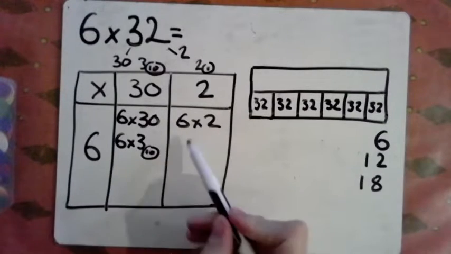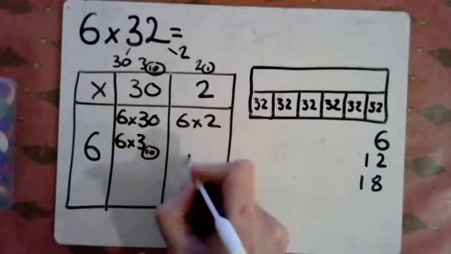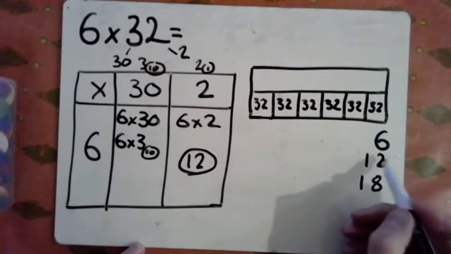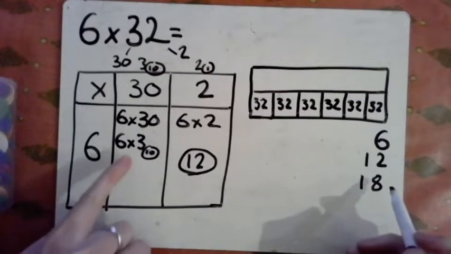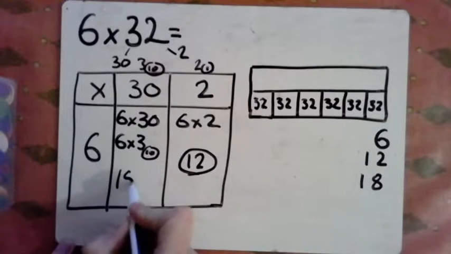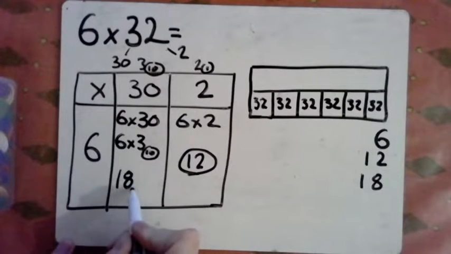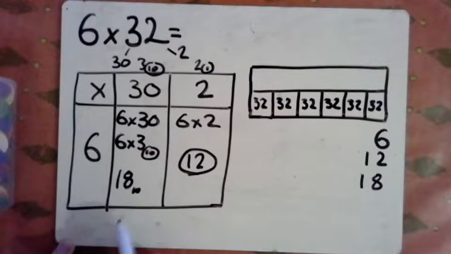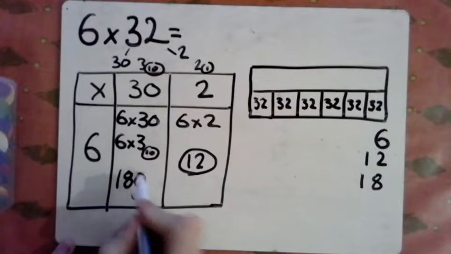So I've got 6 times 2, which is going to give me 12. 6 times 3, sorry, is going to give me 18. I've then got 18 tens. I know 18 tens is going to give me 180. So my answer to that is 180.